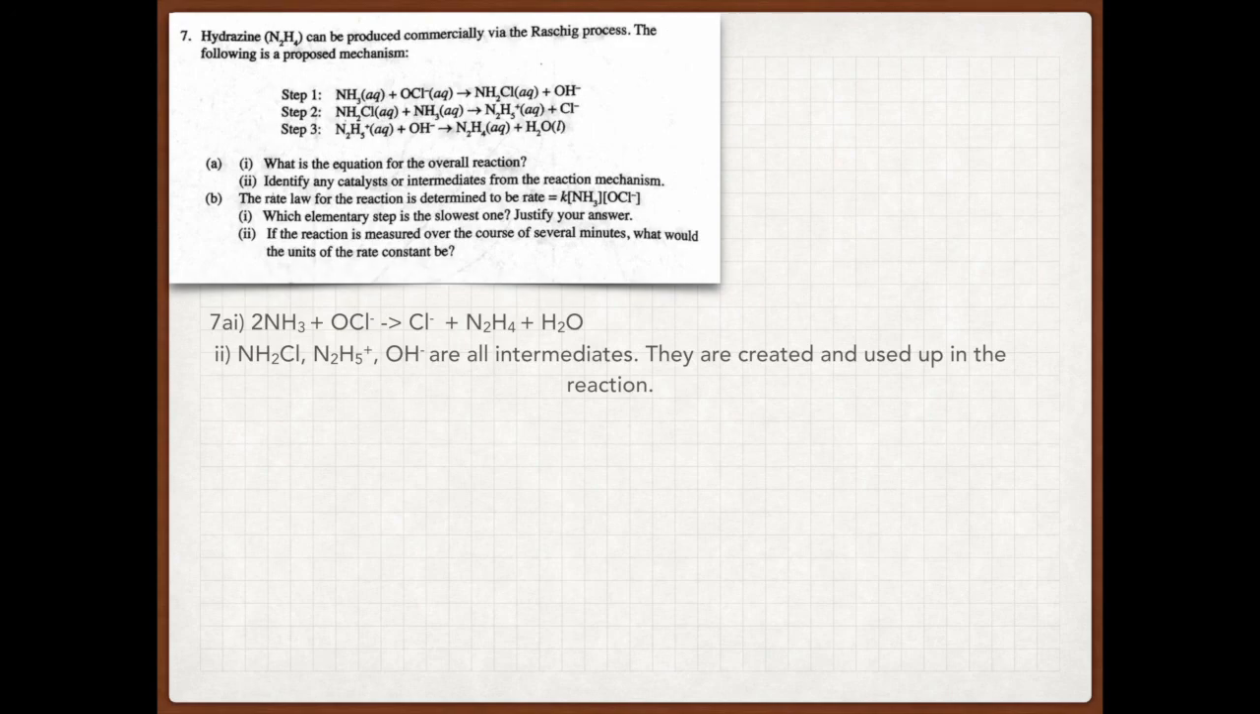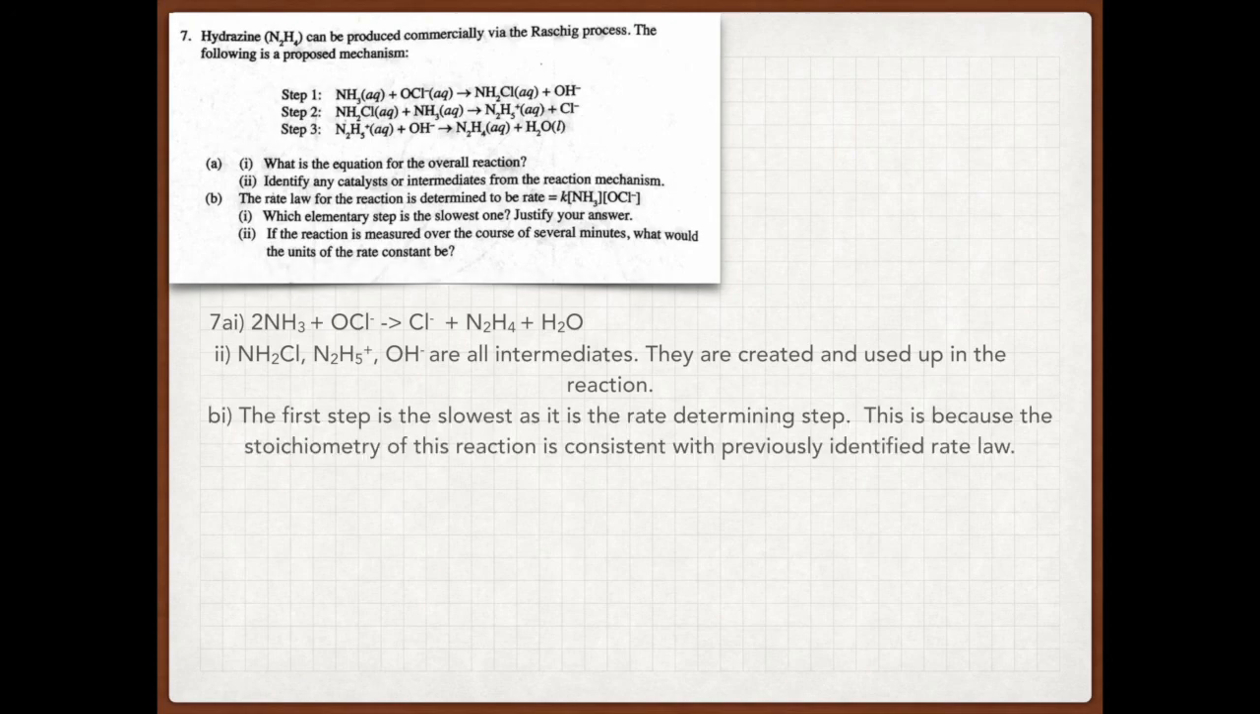For B, it says which elementary step is the slowest, and justify your answer. If you look at the rate law there, it gives you NH3 and OCl-. Well, if you look, step 1, that is the stoichiometry, step 1. So step 1 is the slowest, it's the rate determining step, because the stoichiometry of the reaction is consistent with the rate law. That's all you have to say.